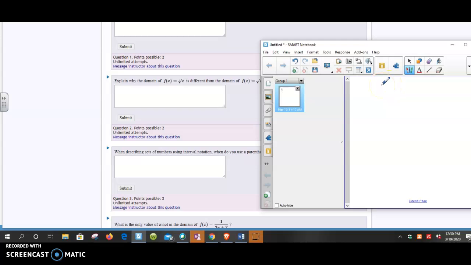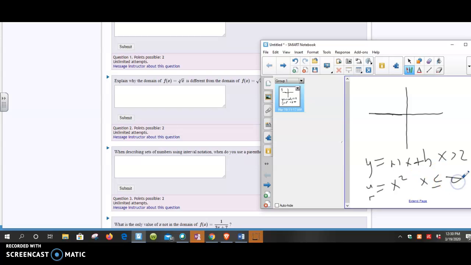Well, piecewise function generally means that you're going to have two different shapes inside your graph. So you might have y equals mx plus b for x is greater than 2, whereas you might have y equals x squared for x is less than or equal to 2. So, oops, sorry about that.